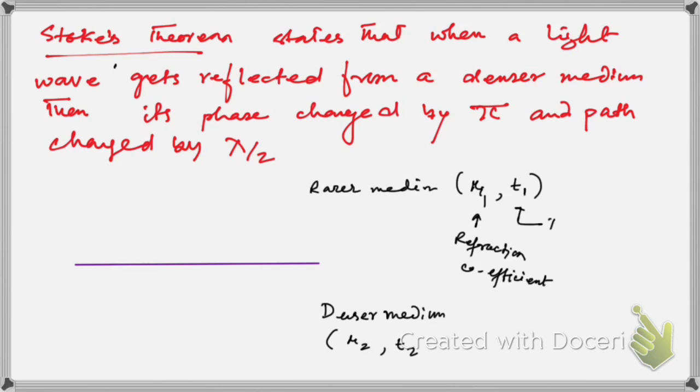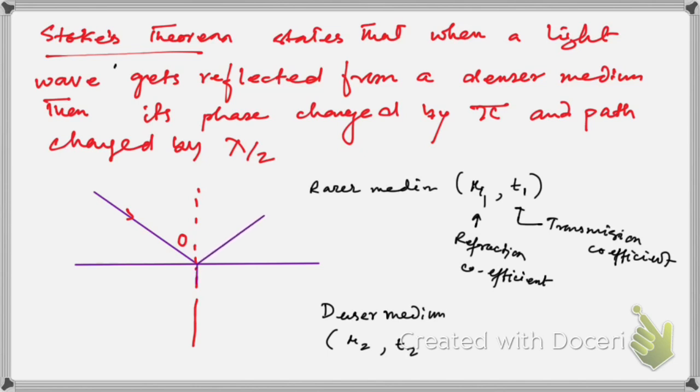This is the transmission coefficient, right? So now, this is the incident light ray. Here is the normal, suppose this is the normal, and the ray is incident at O. Let me consider that way. One part will get reflected, another will be refracted through this denser medium, right? So this way and this way, right?